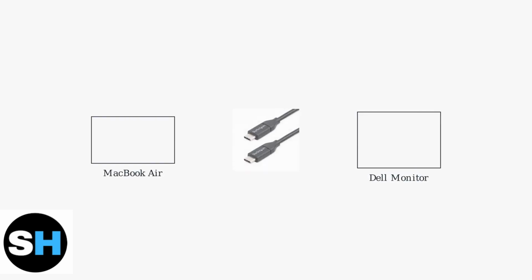Modern MacBook Airs use USB-C ports for connecting external displays. These versatile ports handle both video output and power delivery, making them the primary connection method for Dell monitors. For modern Dell monitors with USB-C ports, the connection is straightforward. Simply use a USB-C to USB-C cable to connect your MacBook Air directly to the monitor. This single cable carries both video signal and can provide power to your laptop.